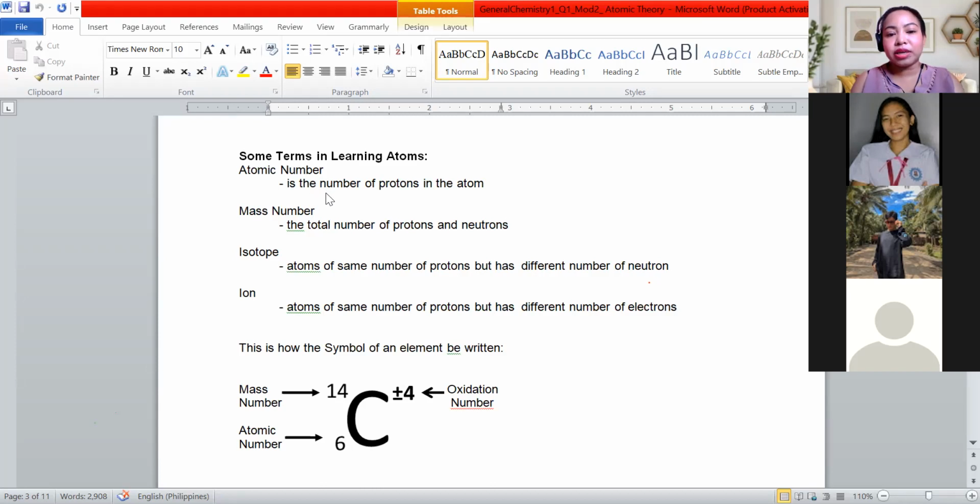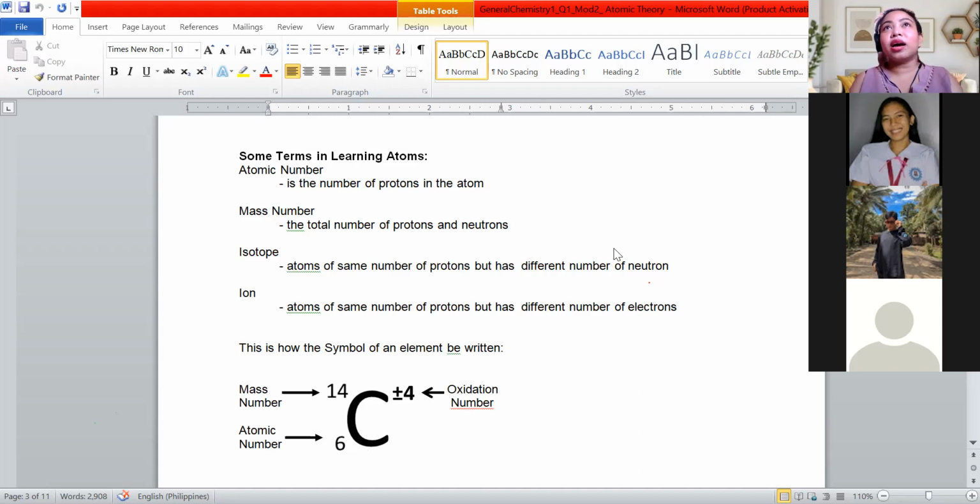The atomic number is the number of protons in the atom. Based on this symbol, the atomic number is found on the lower left part. Left for me, right for you perhaps, if you are facing this way. This part, at the bottom, is the atomic number, which represents the number of protons. Why is the proton the basis?